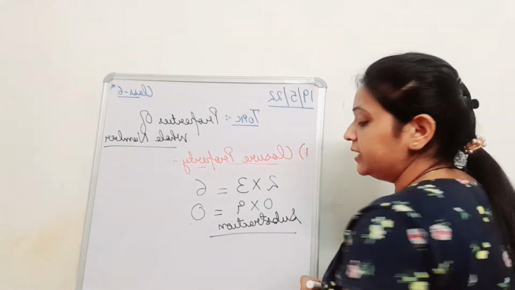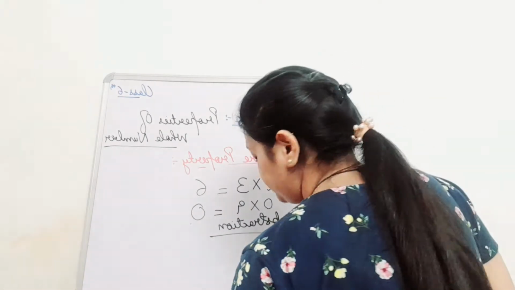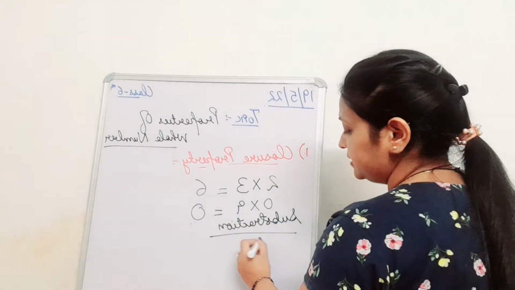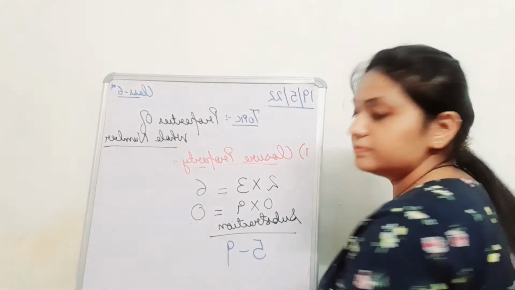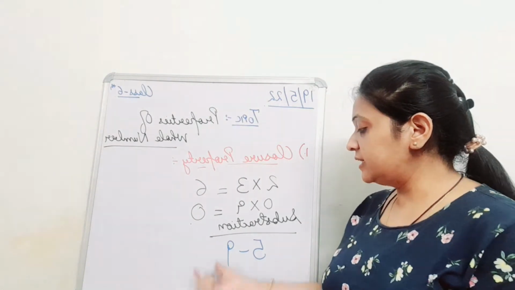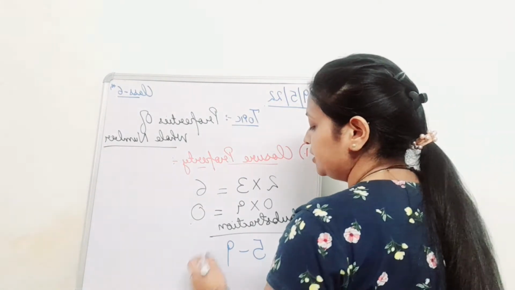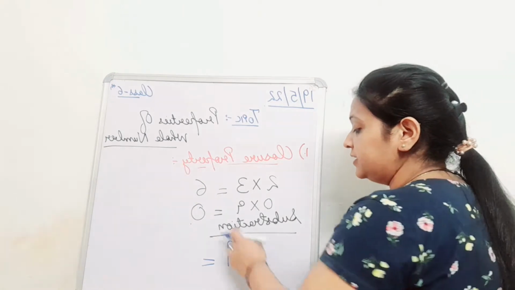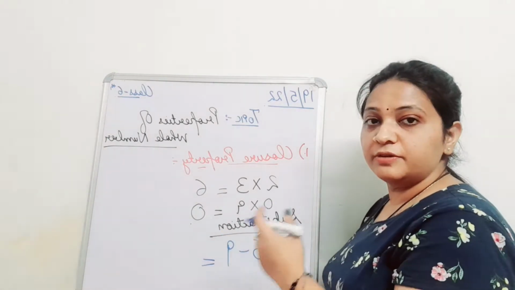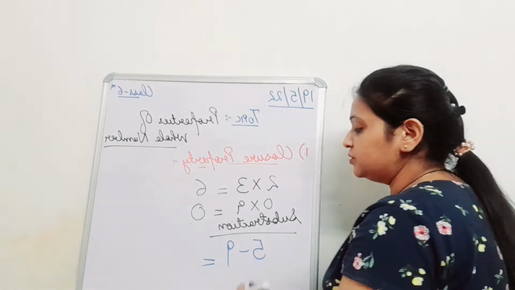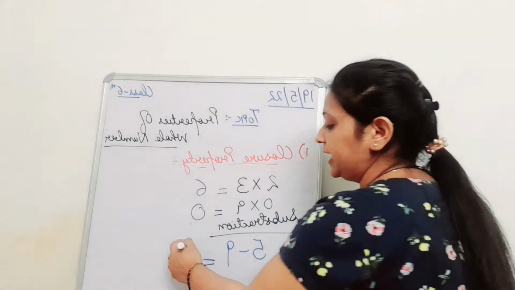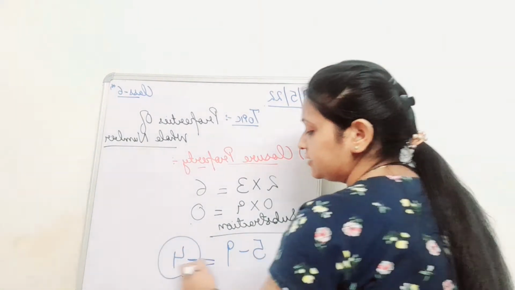Okay. Now, if we have 5 minus 9, right? 5 minus 9. So what will we get? You will find that we can never subtract a greater number from a smaller one and get a whole number. We can subtract, and the answer will be negative. So minus 4 is there.